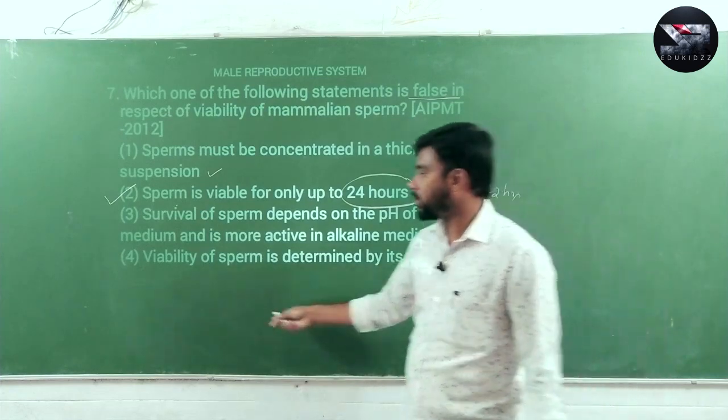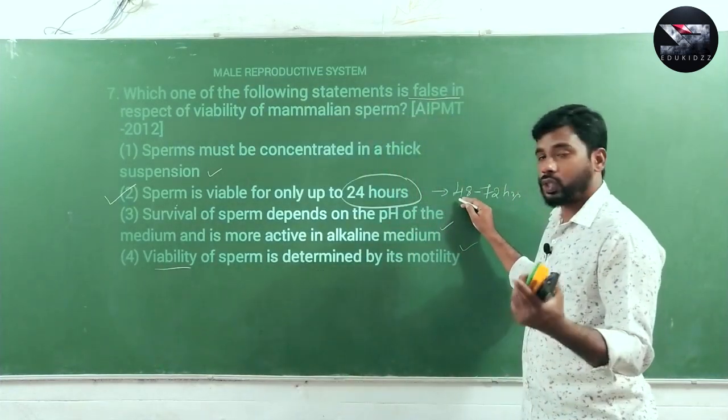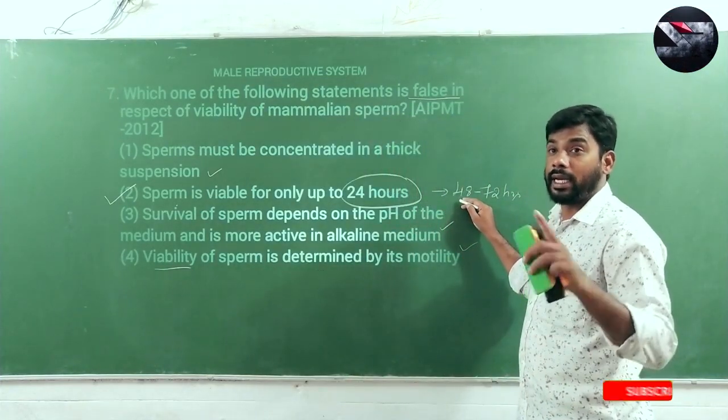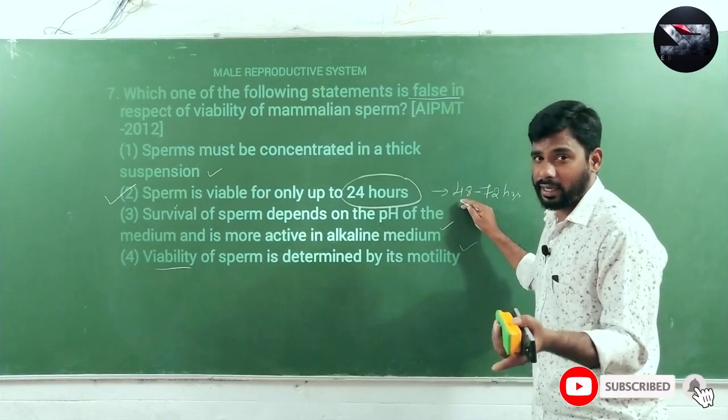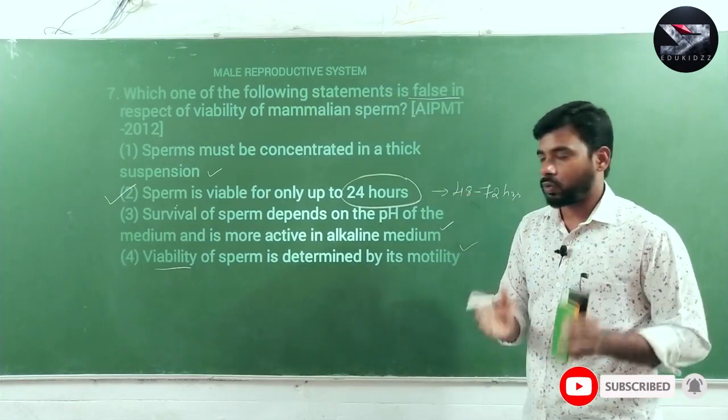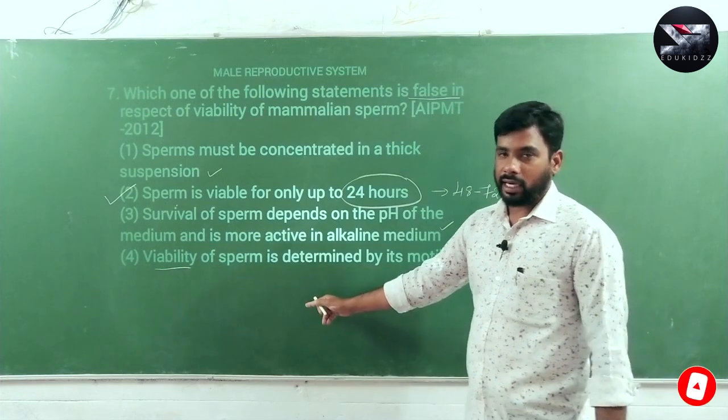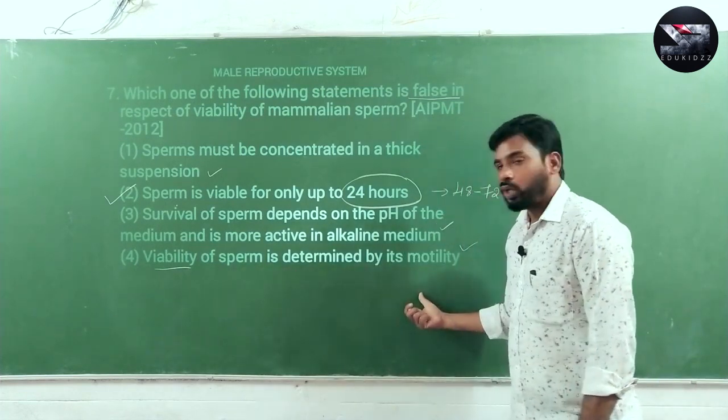So viability means how many hours the sperm remains viable, meaning it has the ability to fertilize the egg. For how many hours it maintains that ability is what we call viability. So viability depends on motility.